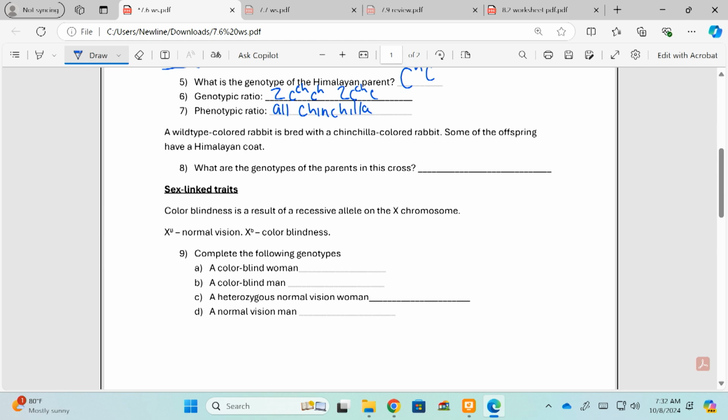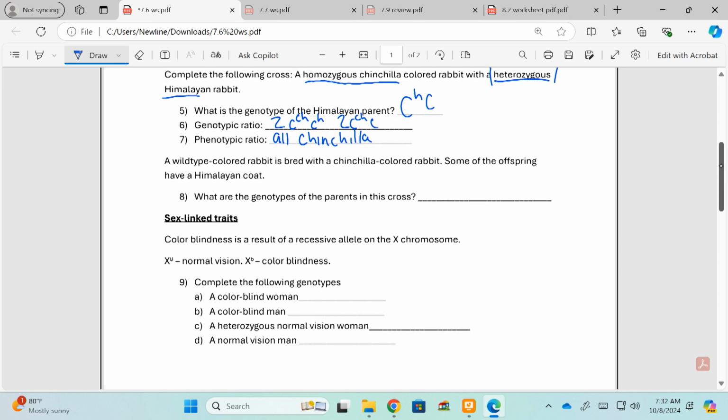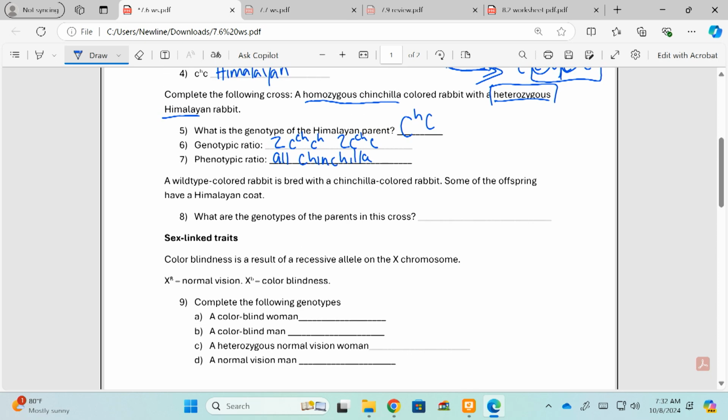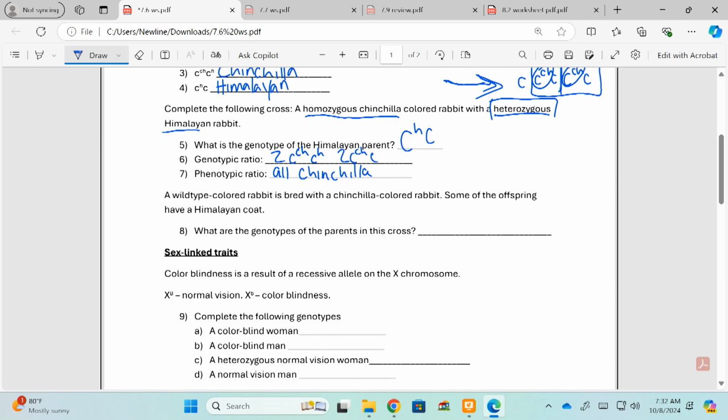For number 8, it says a wild type colored rabbit is bred with a chinchilla colored rabbit. Some of the offspring have a Himalayan coat. And it wants to know what are the genotypes of the parents in this cross. So we actually don't have to fully complete the cross, but we will need to do it just so we can find out what the genotypes are.